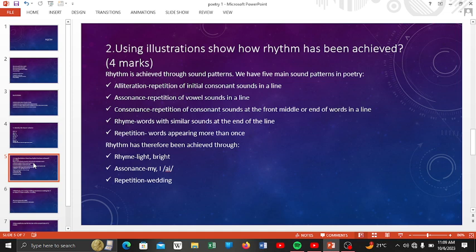Rhyme, words that have similar sounds at the end when you're pronouncing them. For example, like whatever we read, go and show in the poem we're dealing with. And then repetition, obviously, is when we're dealing with a word that has appeared in that poem more than once. But when you're dealing with repetition and show, you're dealing with words that are of content.